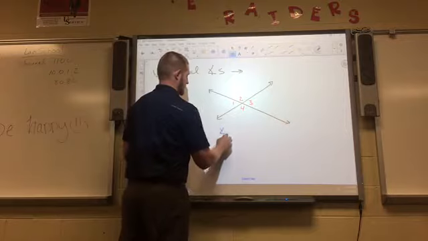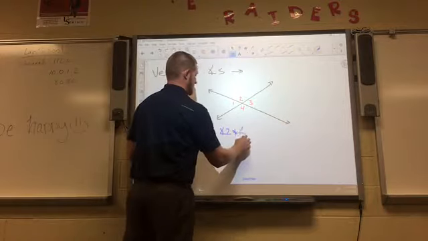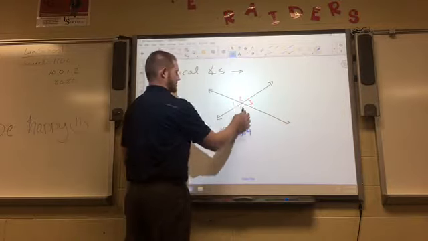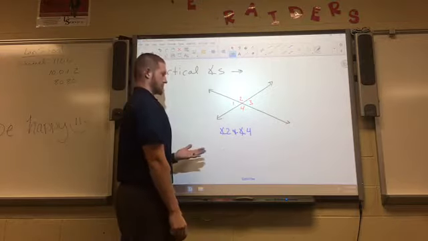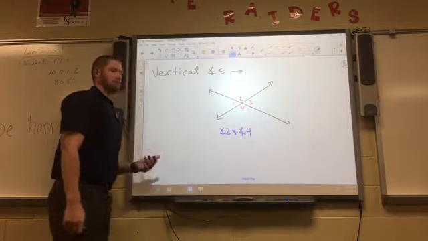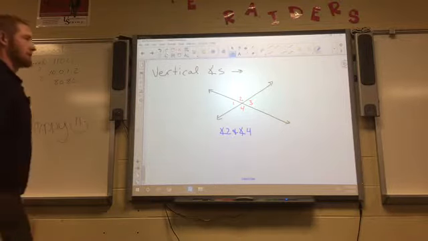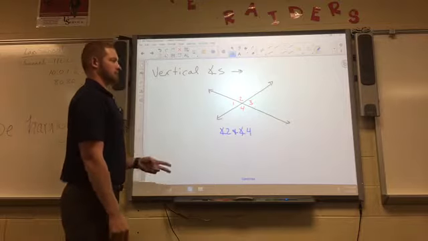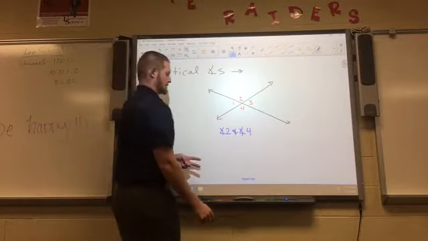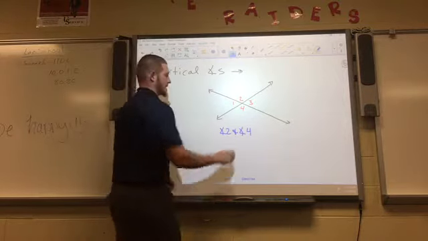Angles 2 and 4. See how they're directly opposite and across from each other? Those are vertical angles. Now the way the book says it, the technical definition, says it's two angles at the same vertex that form two pairs of opposite rays. Okay? So I'm looking for two pairs of opposite rays.